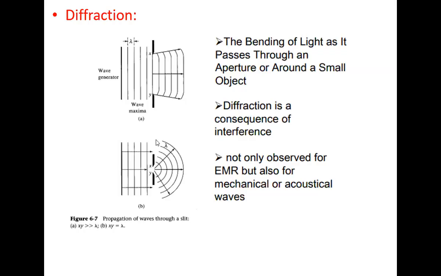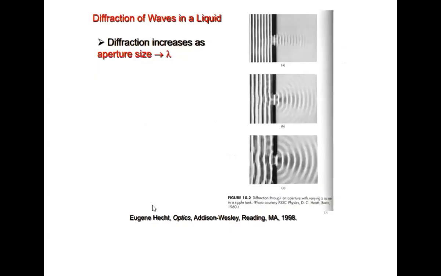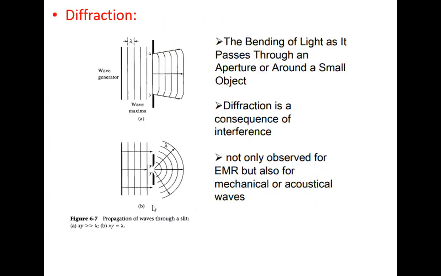And so this is not only observed for electromagnetic radiation, but also for mechanical or acoustical waves. So we've talked about this diffraction, how it comes about, and how that gives us information on wavelength. So diffraction of waves, did I move fast? Everybody's with me?